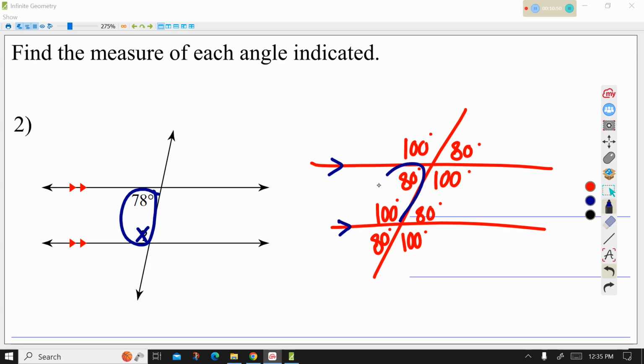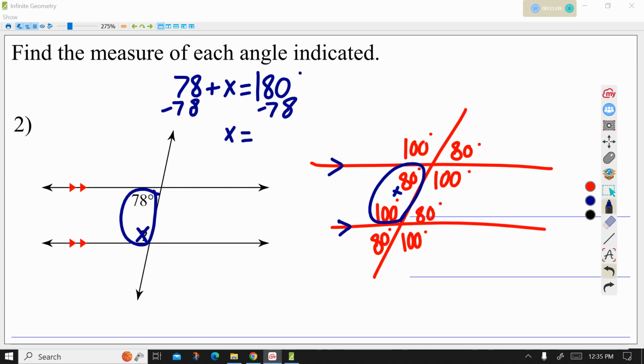Well, I'm going to circle these two because they're in the same location, right? And I say, hey, these two add up to 180. So that means that these two have to add up to 180 too. So we'll write 78 plus X equals 180. And then you can solve that, and if you do your algebra taking 78 from both sides of this equation, you'll get that X is equal to 102 degrees.